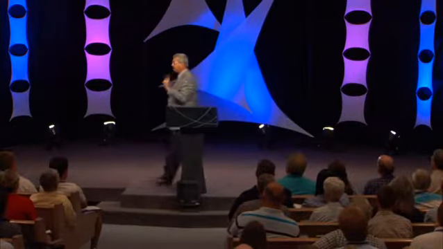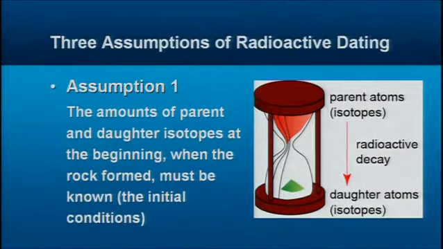However, here's the catch. You have to make assumptions. Because the method only works if you assume these three things are true. First of all, assumption number one: the amounts of parent and daughter isotopes at the beginning when the rock formed must be known. In other words, the initial conditions.